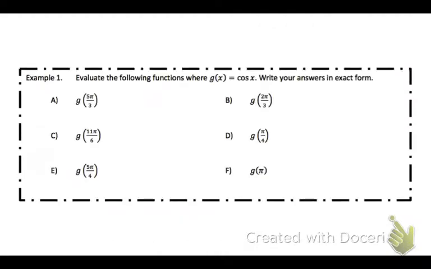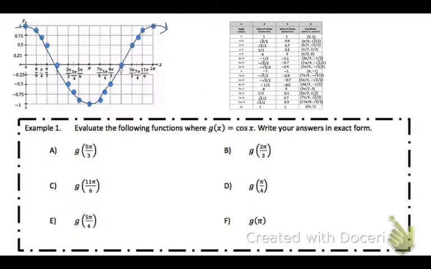Okay, so we need to evaluate these functions, and we need to find the exact form. And the way we're going to do this, you can just use your chart, you can use the graph, or you can use the unit circle. So 5 pi over 3, let's find that. That's that point right there. That goes up to 0.5. So g of 5 pi over 3, or cosine of 5 pi over 3, is 1/2.